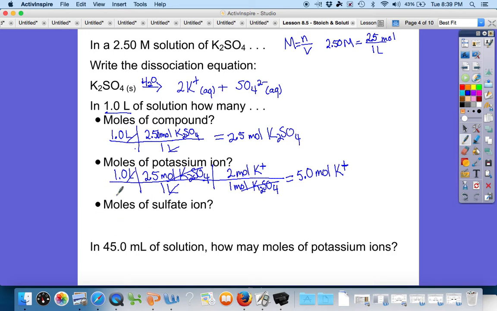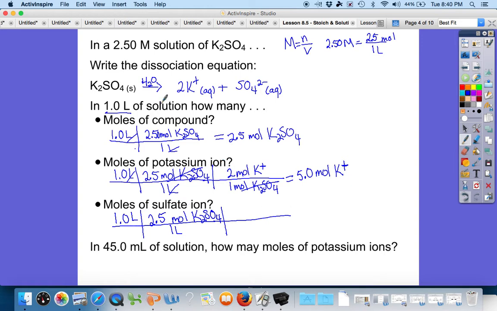And then to calculate the moles of our sulfate ion, we start with 1 liter. That is given to us in our problem. Using our molarity, the 2.5 moles of potassium sulfate per 1 liter.